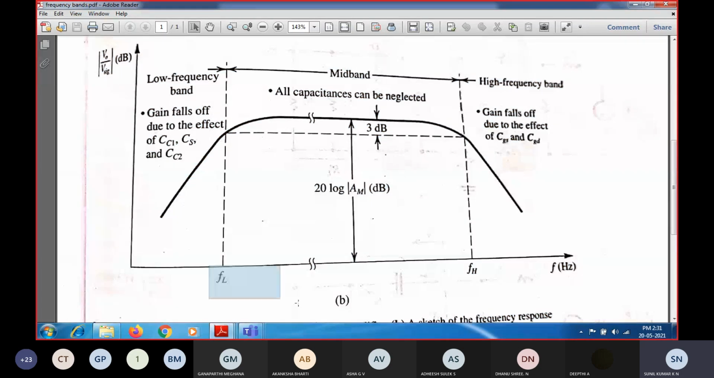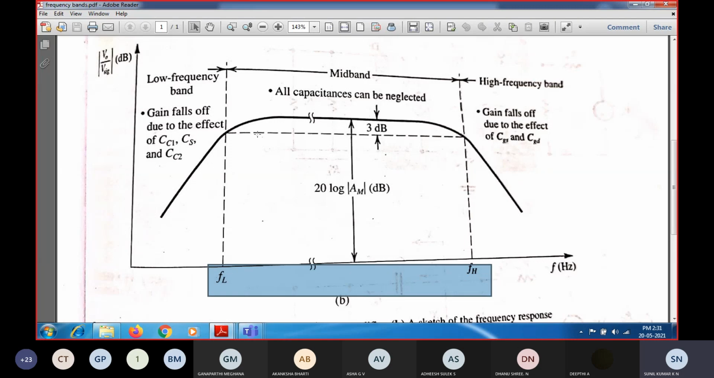The difference between FH and FL is considered the bandwidth. So the bandwidth of any amplifier is the difference of FH and FL, where FH corresponds to the higher, or upper, cutoff frequency, and FL corresponds to the lower cutoff frequency. The difference between these two gives the bandwidth.